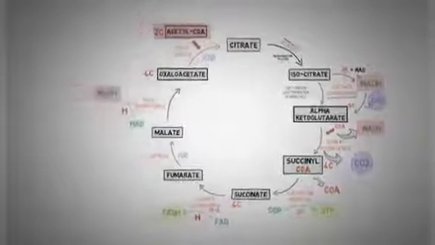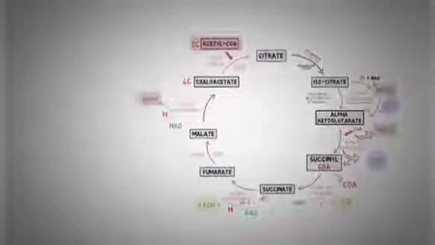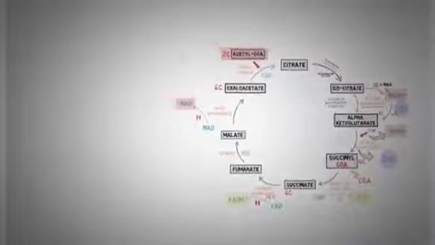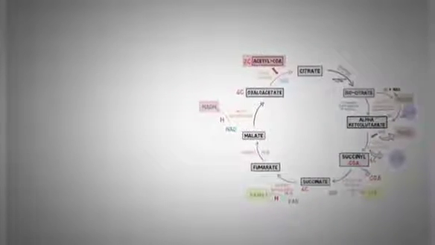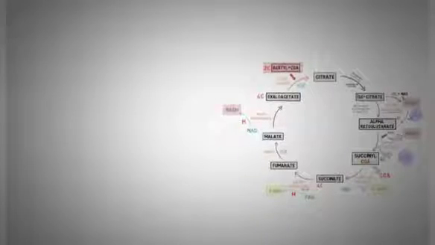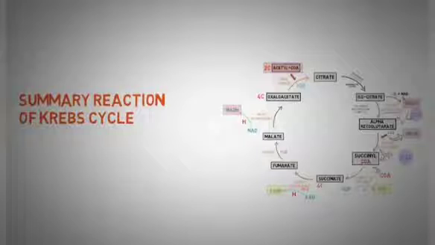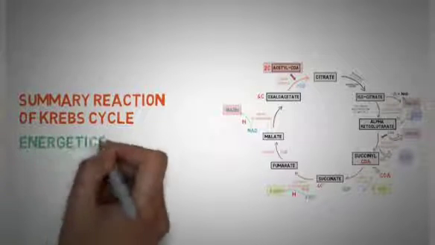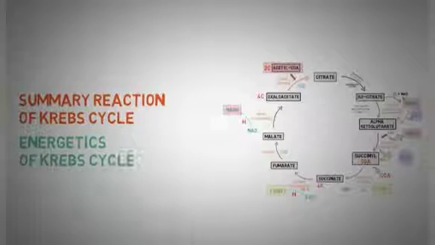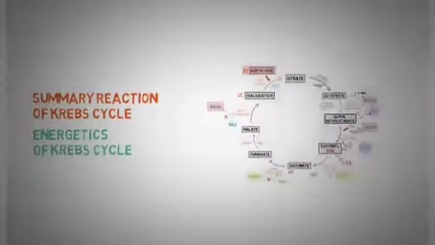Now there are a few other important concepts regarding the Krebs cycle that you must understand to have a complete knowledge about this biochemical cycle. The first is the summary reaction of this cycle. And the second is the energetics of this cycle, meaning how many ATPs are produced for every 1 molecule of glucose that enters this cycle.